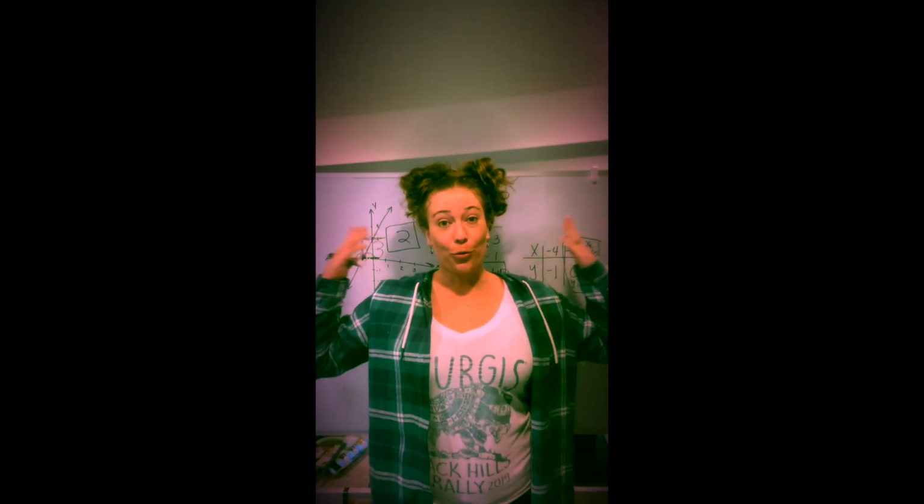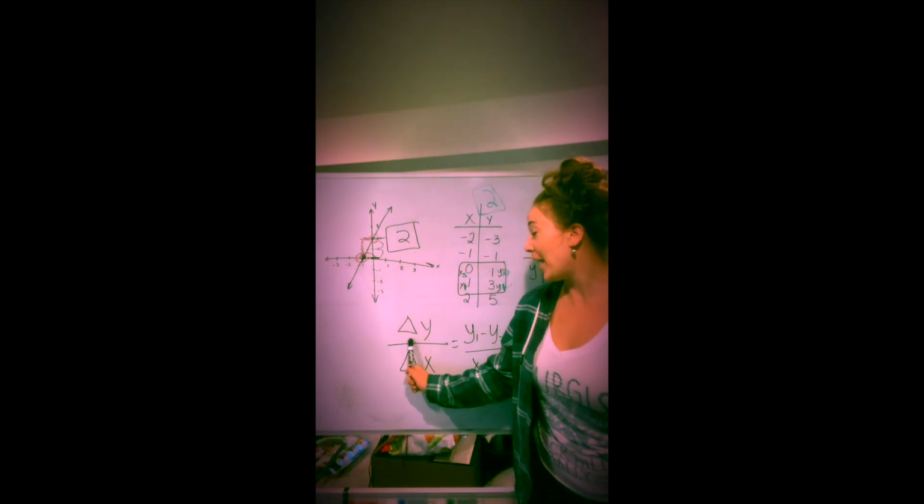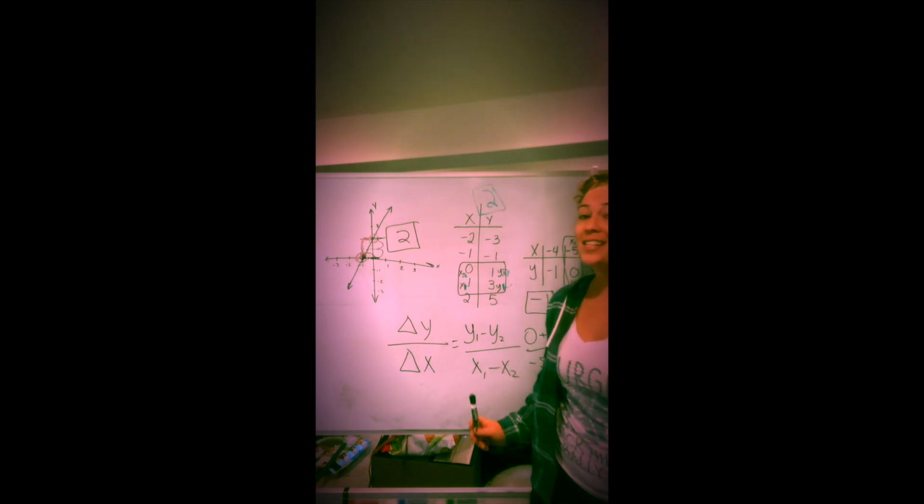So there are your 3 graphs and the ways to find your constant rate of change. Just remember, delta y, delta x, your change in y over your change in x, and you'll be fine.